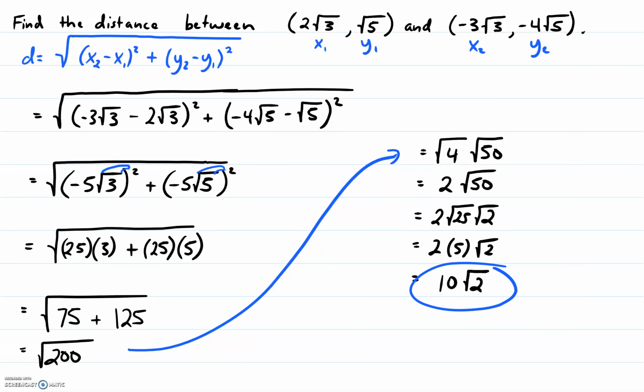Now, when you started simplifying the square root of 200, if you said that was the same thing as 100 times 2, that would be fine. It would have saved some steps. But I just wanted to show you that you could break it up into factors multiple times, and you'll still get the right answer.